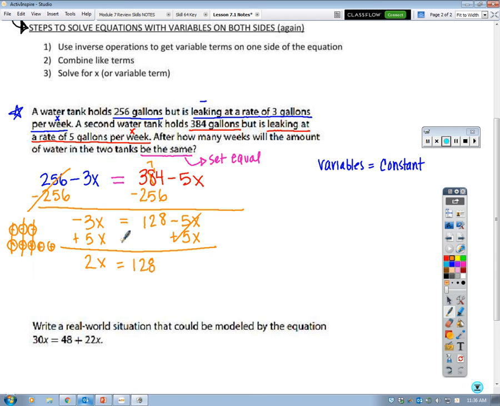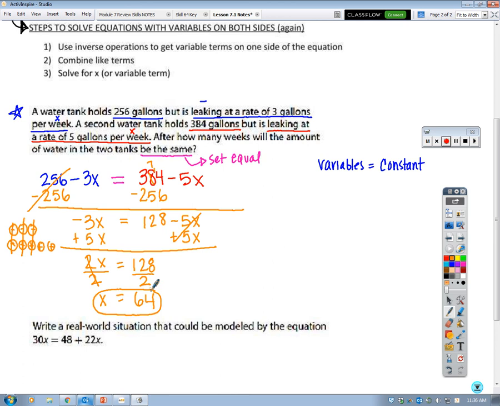I need to find my value per x. This is multiplication. This is 2 times x. So I'm going to inverse operation and divide. 2 divided by 2 is 1. So I have 1x remaining. Divide by 2 on this side. 128 divided by 2 is 64. So I've got my solution of 64.